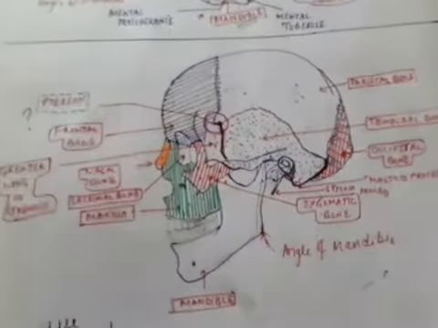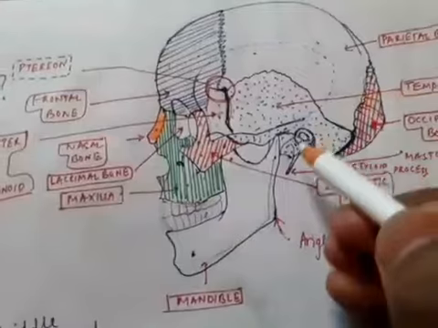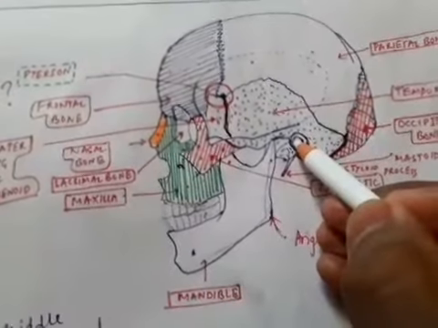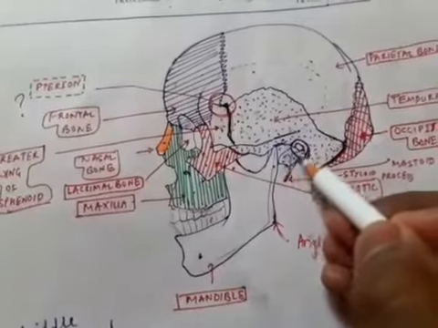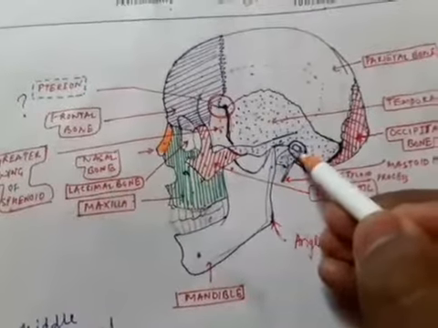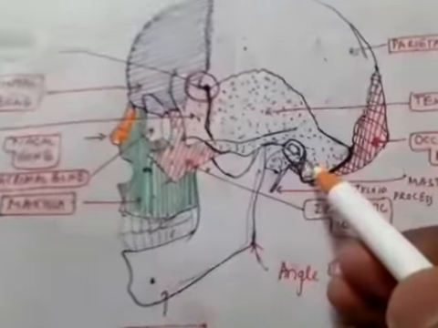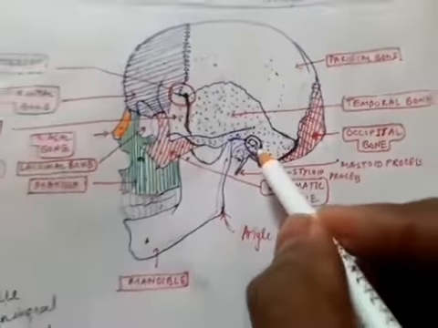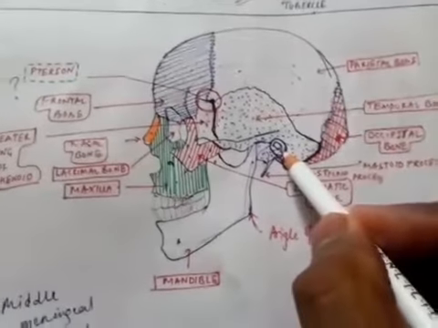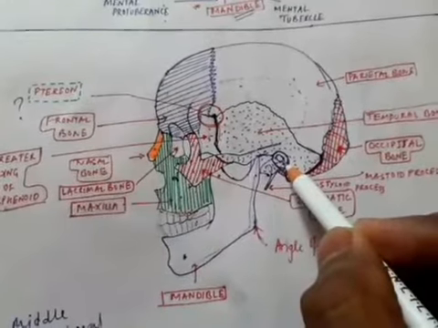Now immediately below the origin of the zygomatic process from the squamous part of the temporal bone is the tympanic part. We can see clearly on the surface of this part of the temporal bone there is an external acoustic opening, and it ultimately leads to the external acoustic meatus, that is the ear canal.